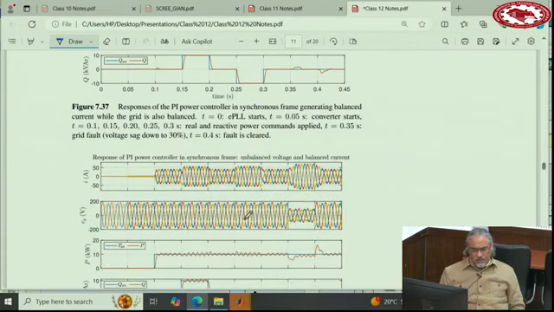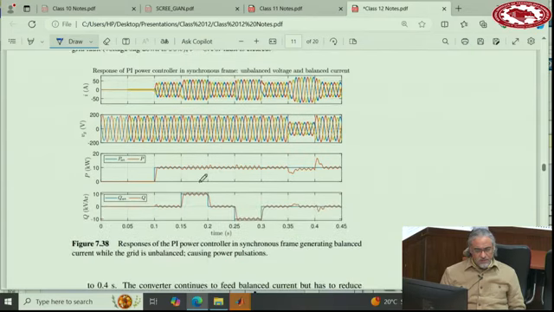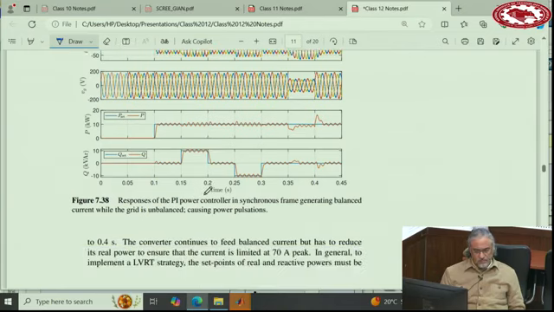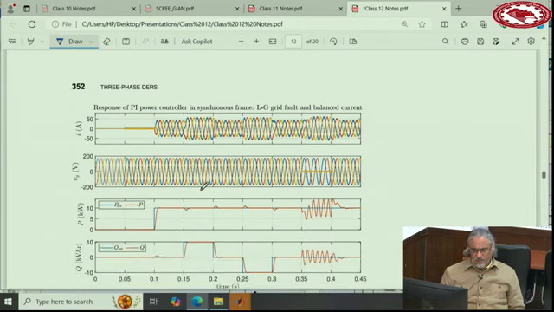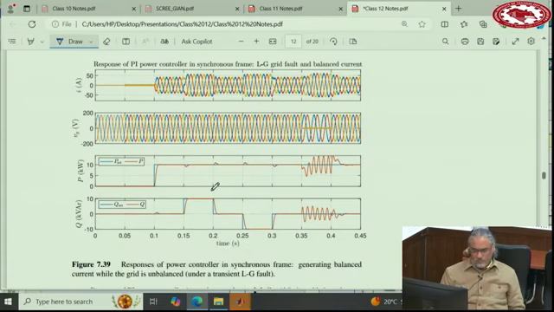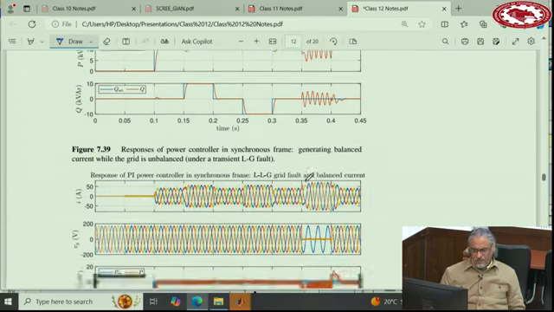If the grid voltage is unbalanced and current is still balanced, then the real power and reactive power will follow, but they will have pulsations. This is the case that a single phase to ground fault happens. You will have large double frequency pulsations on the real power and reactive power.